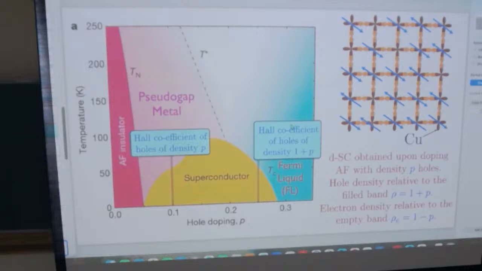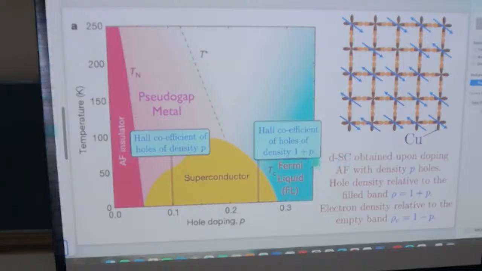Okay, what else? Well, here I go to the underlying microscopics of the cuprates. It's a square lattice of spins which form an antiferromagnet. That's the antiferromagnet here, and then you remove a fraction P of them. So you can ask, how many holes do you have? If I just look relative to the antiferromagnet, the density of holes is P. That's what this axis is. But relative to the filled band, since the filled band can have 2 electrons per site, the density of holes is 1 plus P. So Fermi liquid theory would say that this configuration, if it's a Fermi liquid, should have a Hall coefficient of 1 plus P.